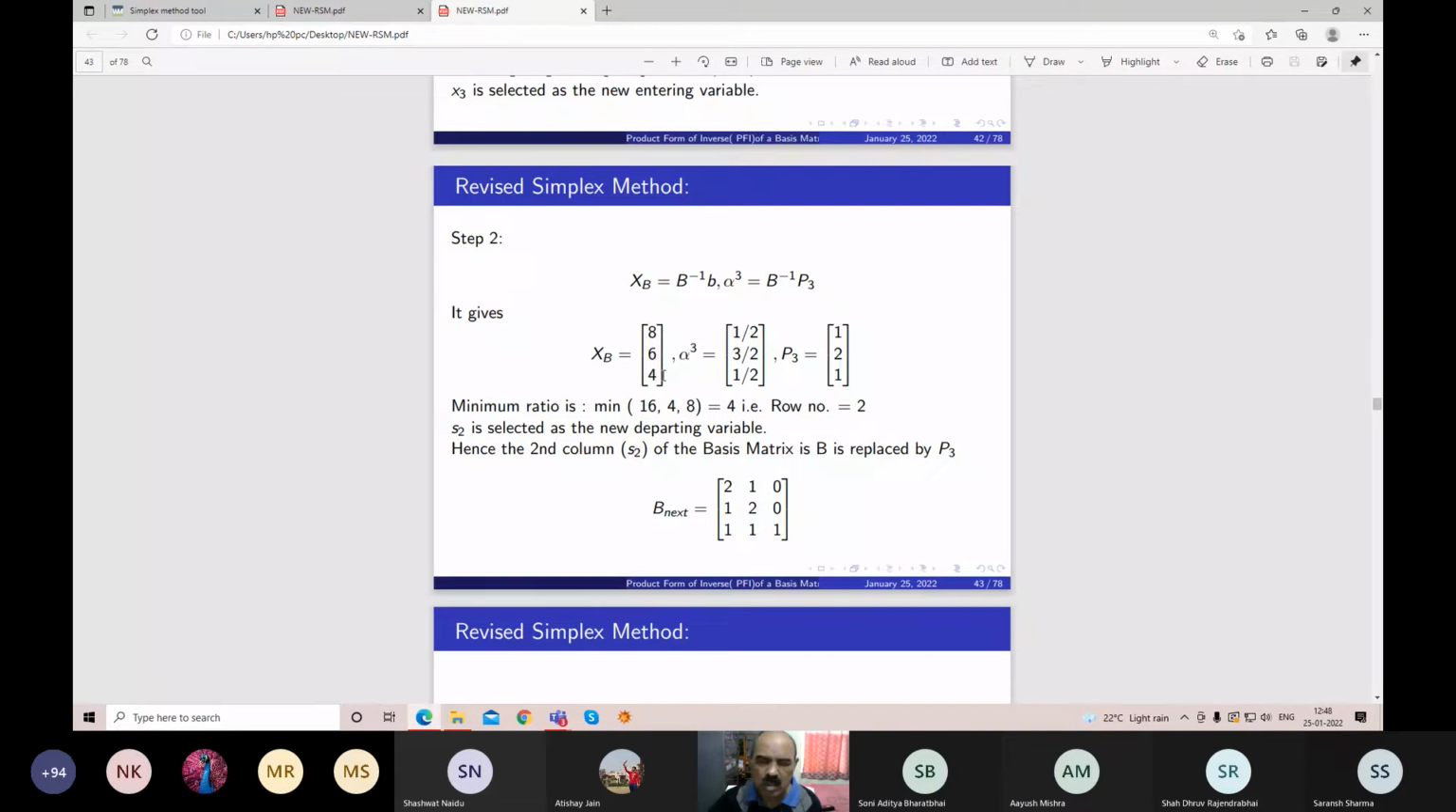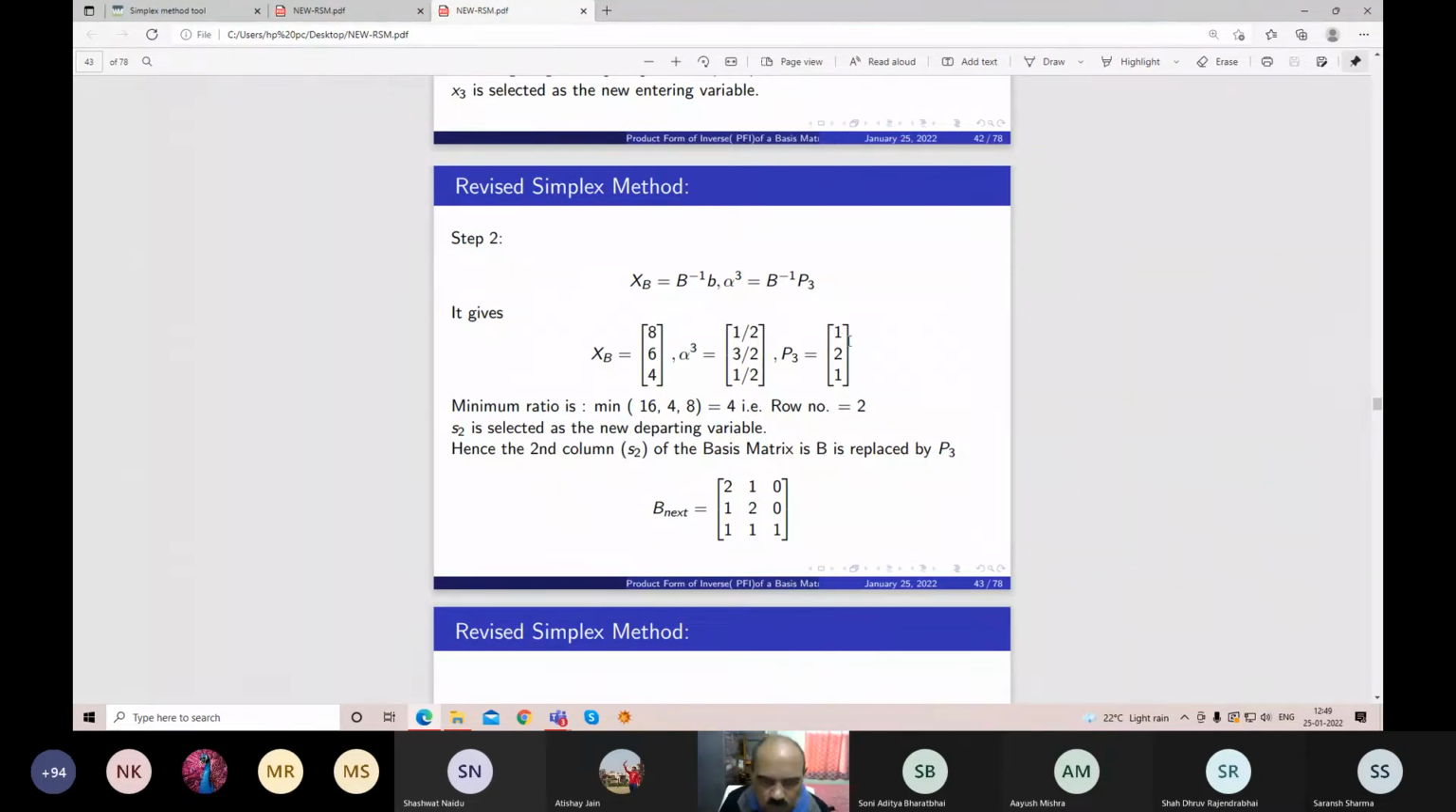Now, since we are using the entering vector P3, we want to know what our alpha 3 is. Alpha 3 equal to B inverse into P3. If you multiply P3 with B inverse, our elements are becoming half, 3 by 2, 1 by 2. What is P3? P3 elements are 1, 2, 3. You will do this calculation.